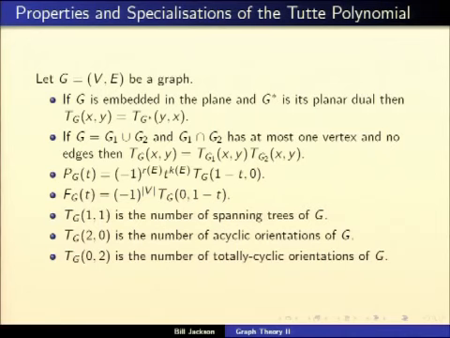And there are special values of the Tutte polynomial that give us many properties of the graph. So it gives us the number of spanning trees, the number of acyclic orientations. This is a result of Stanley. And the number of totally cyclic orientations. So an orientation is totally cyclic if every edge belongs to a directed cycle.